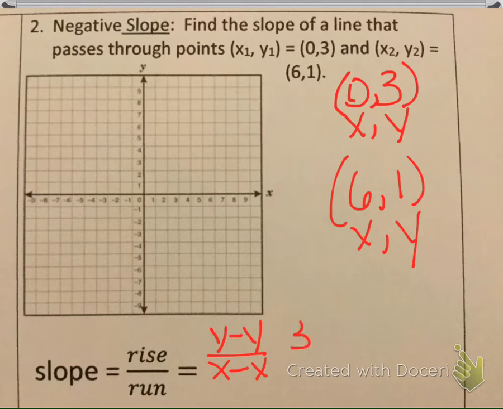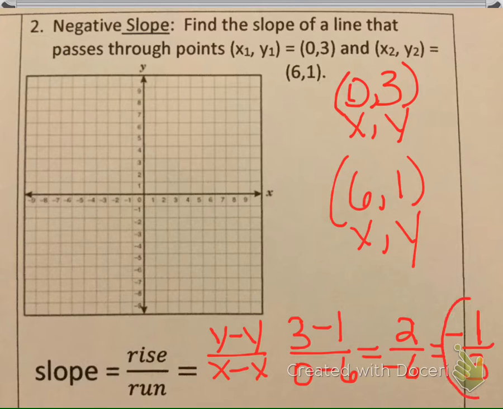So I'm going to do 3 minus 1 over 0 minus 6. Well, 3 minus 1 is 2, and 0 minus 6 is a negative 6. Okay, and I am going to simplify that, so I have a negative 1/3. That would be my slope.